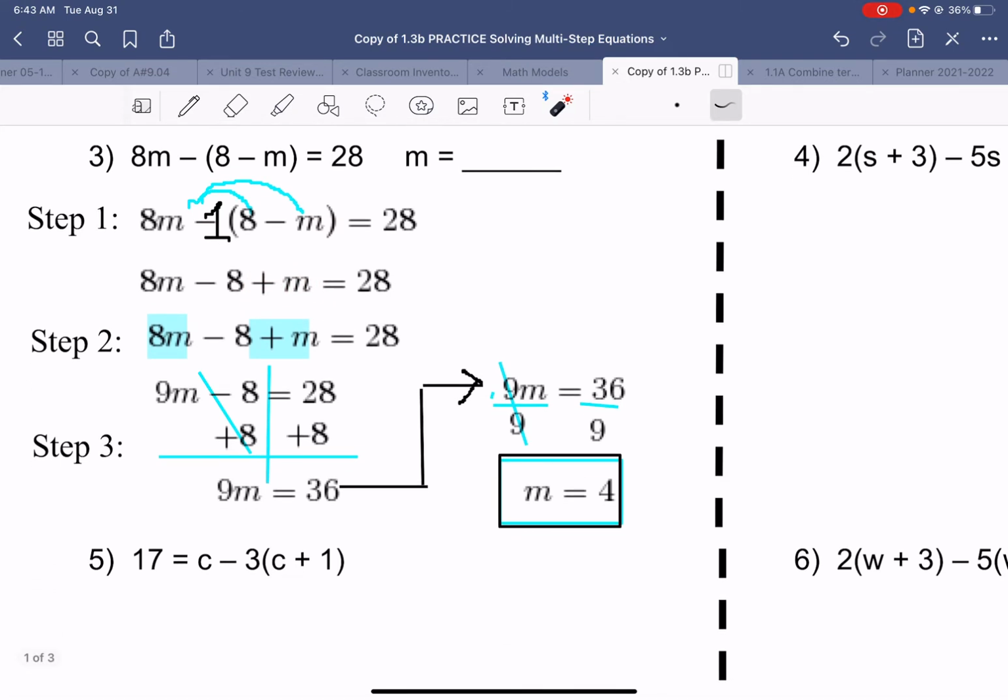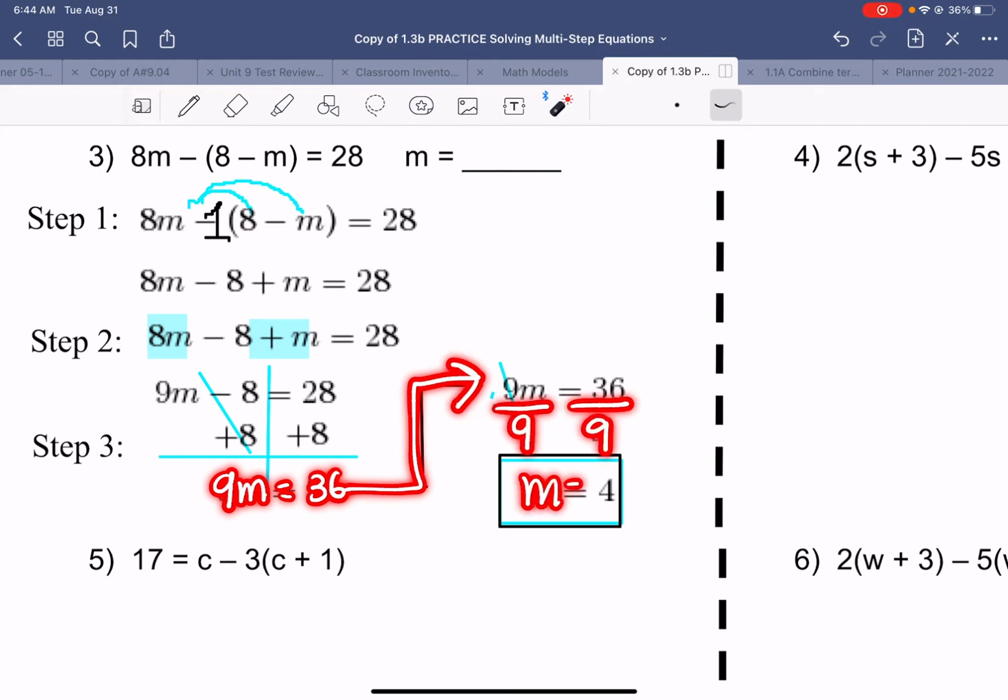Now we're going to combine our like terms. So we have 8m and positive 1m, which gets us 9m. And then this negative 8 just gets brought down, equals 28. We're going to add 8 to both sides. We're left with 9m equals 36. Divide by our coefficient. m equals 4.